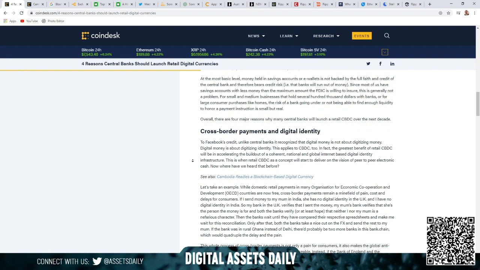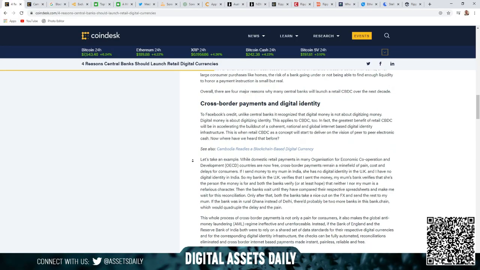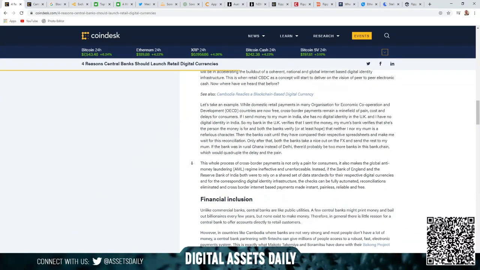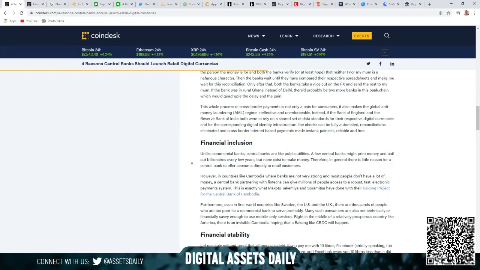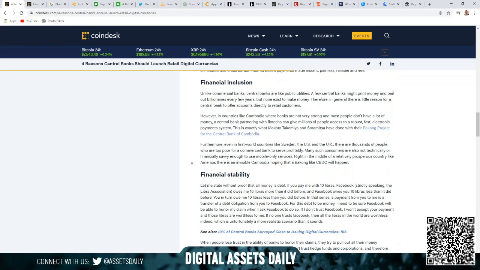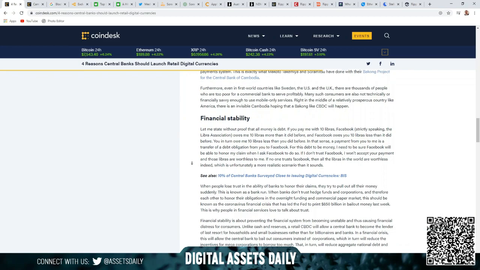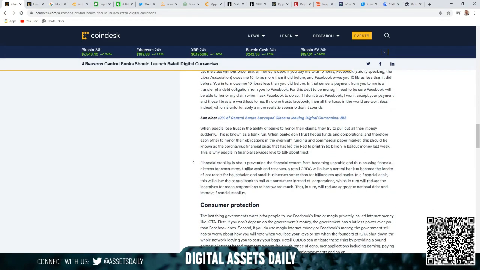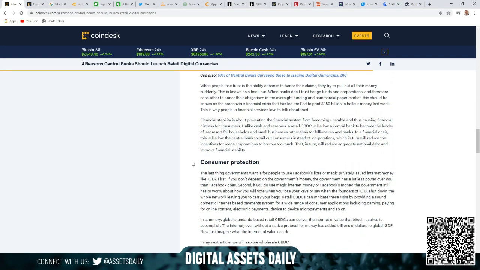Number one is cross-border payments and digital identity. Number two is financial inclusion. Number three is financial stability. And number four would be consumer protection.